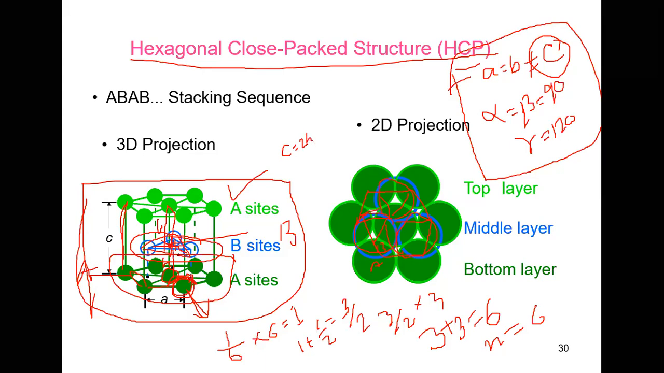Okay, let me tell you again. The mid layer forms an equilateral triangle. If you draw the median, they will intersect at this point. So the median to the top atom, we choose this distance as H. Another H will be at the bottom for the bottom layer. So C is basically equal to 2H. We'll use this relationship to find the C by A ratio.